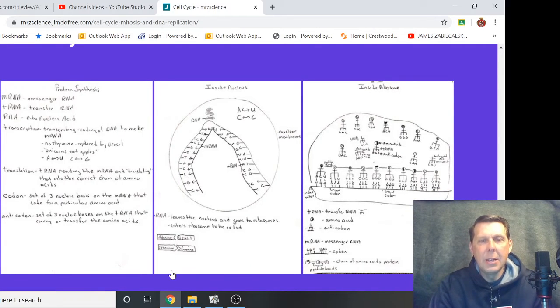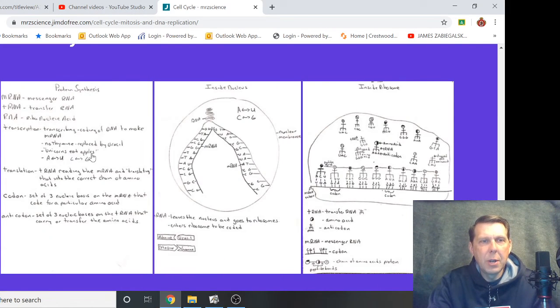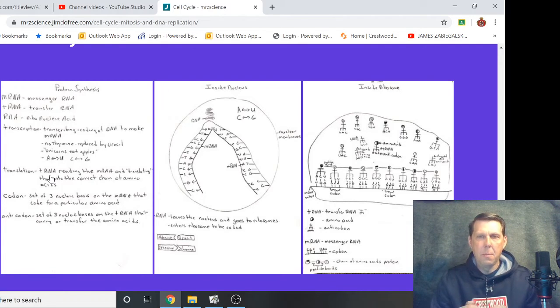Translation is what we discussed today. This is translation, with the tRNA being translated based on the mRNA. They're two words that sound very similar. Think of transcription: this is what happens in the nucleus. Transcription is when you make the mRNA. Translation is when the tRNA make the protein.